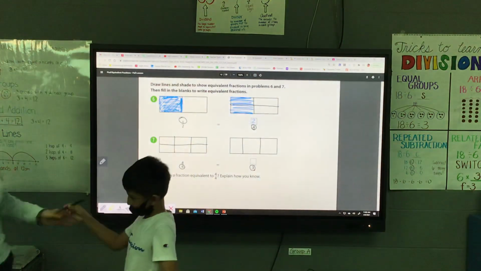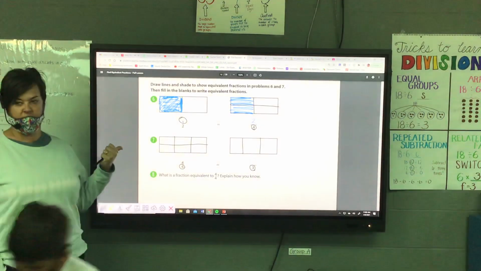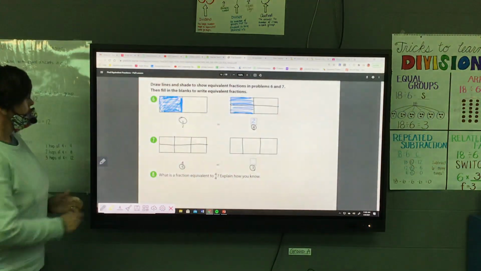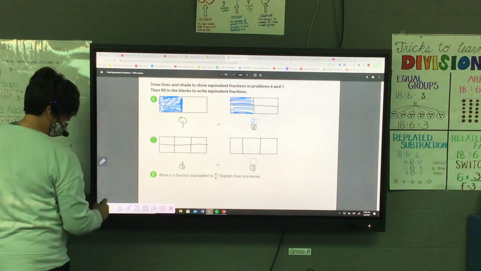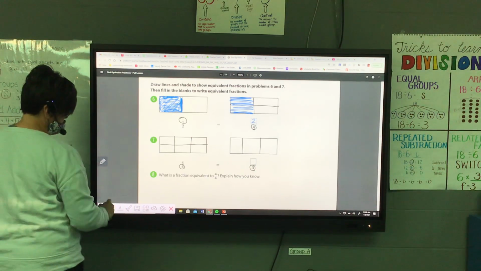That's what I was thinking too. Anybody else think that works okay? All right. So on this shape, how many parts do we have to shade in?